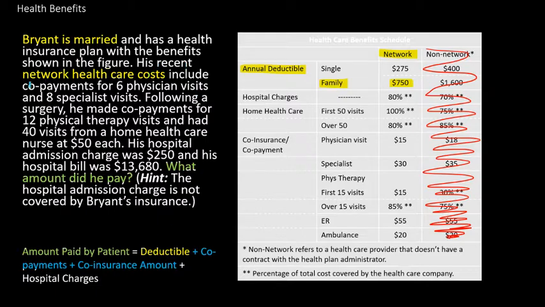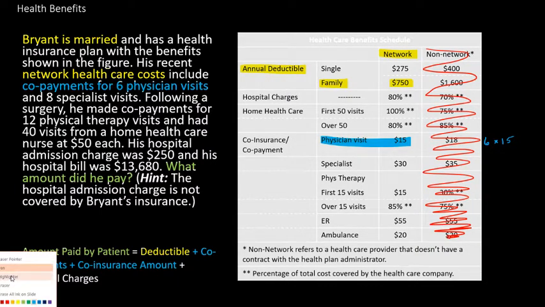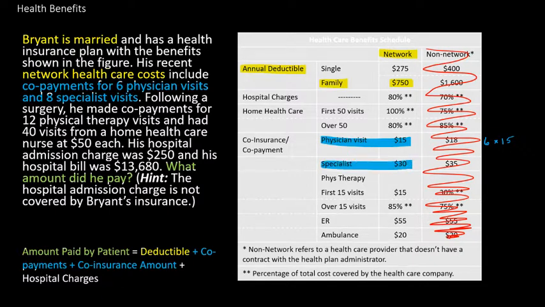So these costs included co-payments for 6 physician visits. Each physician visit is $15. So I'm going to end up having to do 6 visits times 15 because each one costs $15. Next, there are 8 specialist visits. I find specialist, and I find that each one costs $30. So I'm going to do my 8 visits times $30 each.